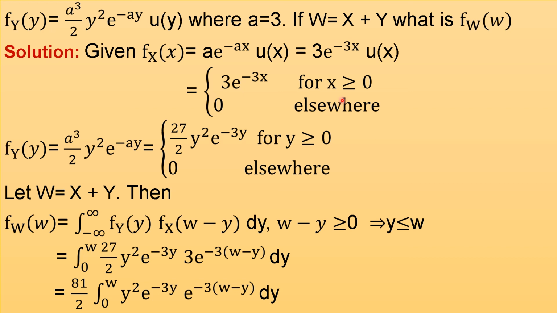So f_X(w minus y) means 3 into e power minus 3 into (w minus y), then dy, provided that w minus y is greater than or equal to 0. That means w is greater than or equal to y, or y is less than or equal to w. So now it is dy, integration with respect to y, where y should be less than or equal to w and greater than or equal to 0.